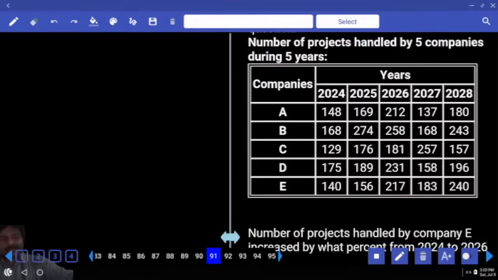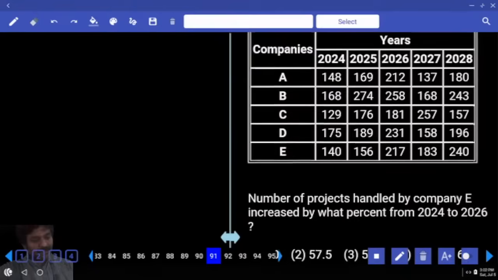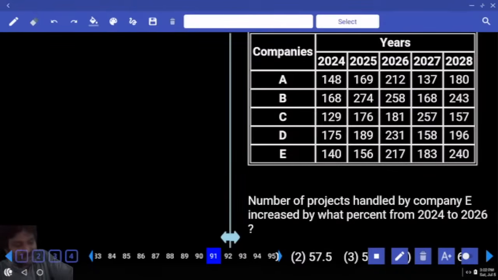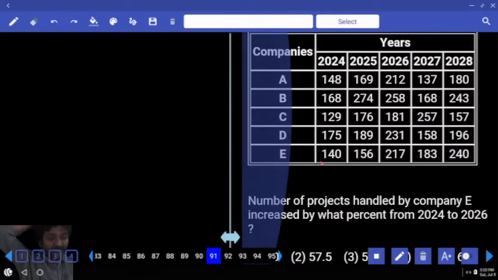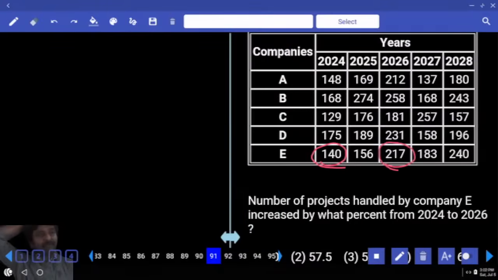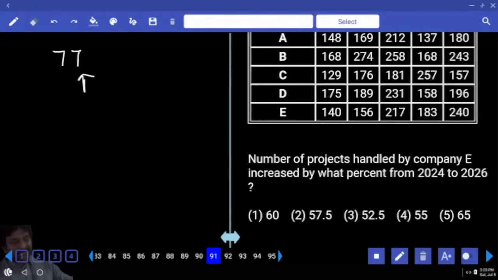Number of projects handled by 5 companies during 5 years. Number of projects handled by company E increased by what percent from 24 to 26? E 24, 26. 140 became 217, increased by 70. While writing the number itself, I understood. What is 50% of the initial number? What is 50%? 7 in the sense 5% only. Answer is 55%. Done.